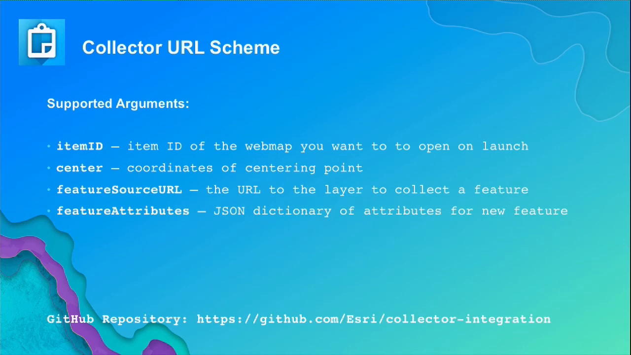Collector, I showed you the item ID and the center parameter, but if you want, you can also provide a feature source URL as well as a JSON dictionary of the feature attributes, and this will allow you to pre-populate some of the information if you already know that.